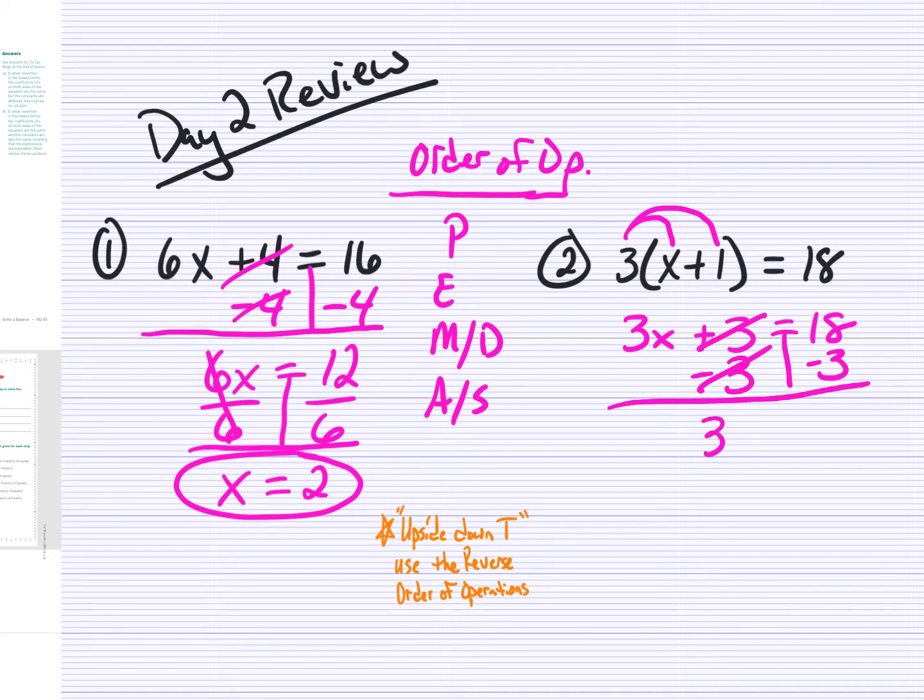So I bring down my 3x, I bring down my equal sign, and on the right-hand side, 18 minus 3 is 15. Now again, we still have to keep going because the x is not by itself. The only thing left to get rid of is this 3 right here, which again is written right next to the x, and that means multiplying. So the opposite of multiplying by 3 is dividing by 3, and I get x to equal 5.